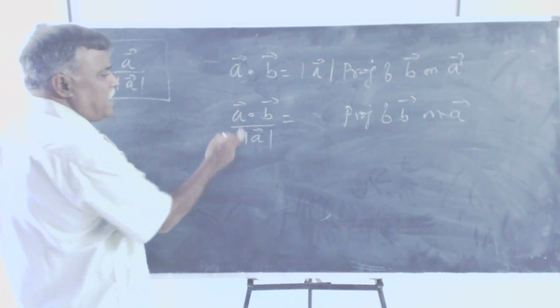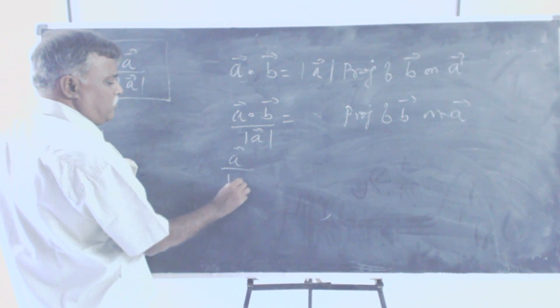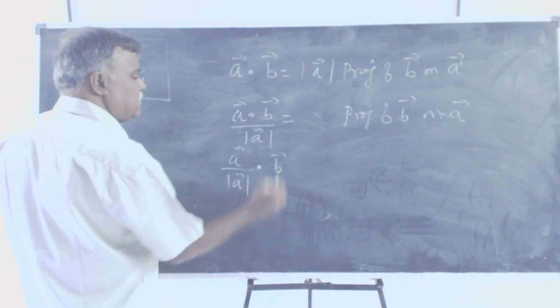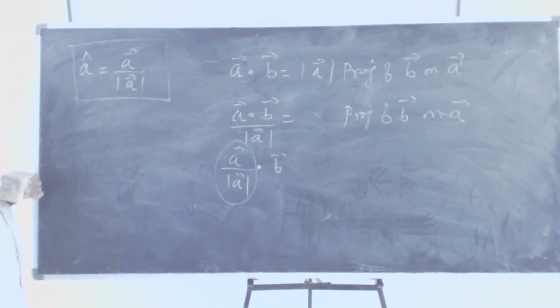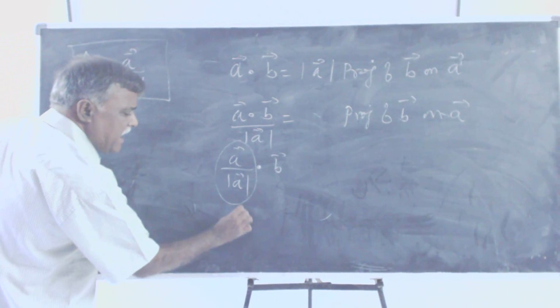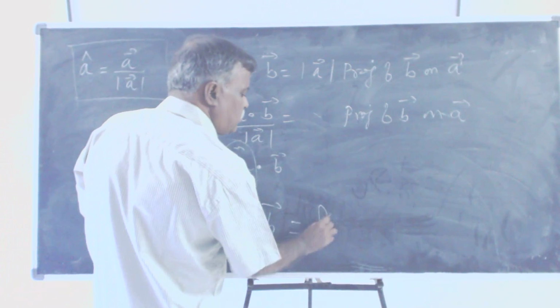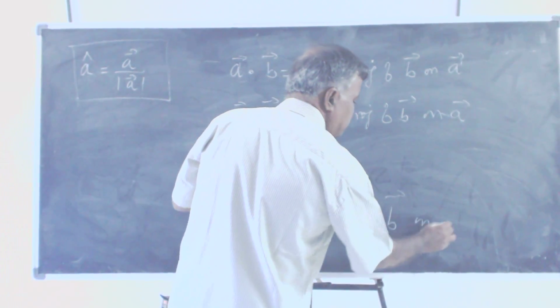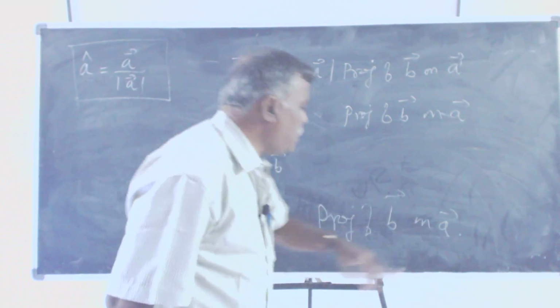Now look at this. I can write this in this way. A vector by mod a dot b vector. Now look at this. This is nothing but what? A cap. So a cap dot b vector. This is nothing but what? Projection of b vector on a vector.